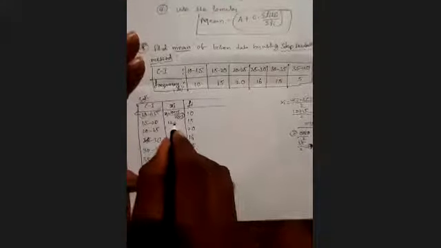14.5, okay, that only. Then 17.5. So the second one will be 17.5. And the third one will be what? 20 plus 25 by 2 again. It will be 22.5. And this will be 27.5.